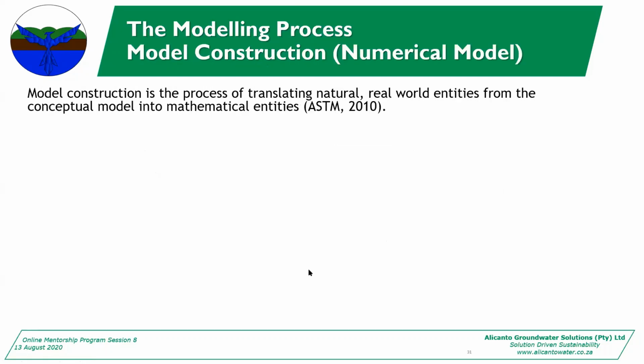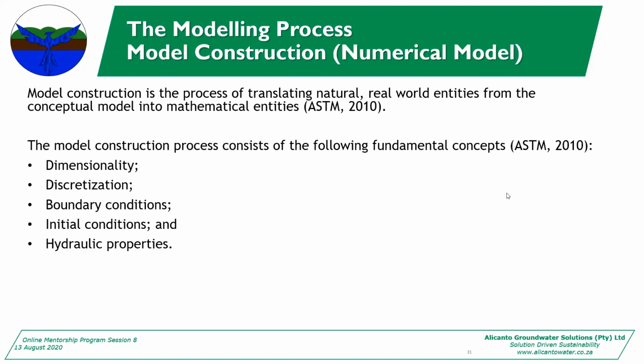Okay, then we go into constructing our numerical models. This is more limited to numerical models. So this is where we physically translate the natural real-world entities into our mathematical entities. So that's our cells or our polygons. Yeah, the construction process has the fundamental concepts of dimensionality, discretization, boundary conditions, initial conditions, and then your hydraulic properties, which is your sort of initial aquifer parameters.